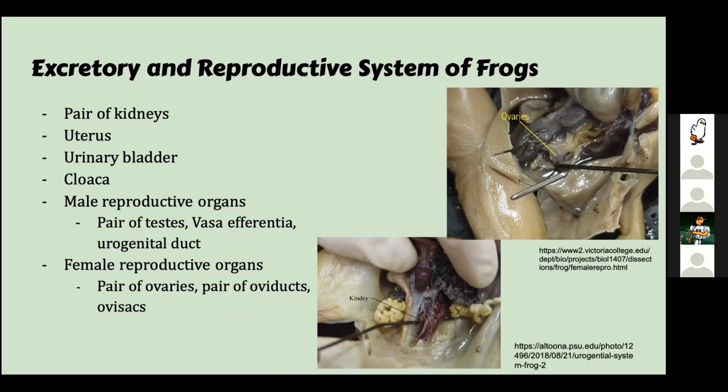For the excretory system and reproductive system of frogs, they have kidneys, a urinary bladder, and a cloaca. Their reproductive organs are fairly simple for both male and female. The males only have testes, vasa efferentia, and a urogenital duct, and females have a pair of ovaries, oviducts, and ovisacs. The ovaries can be seen in the picture above, and so can the kidney.